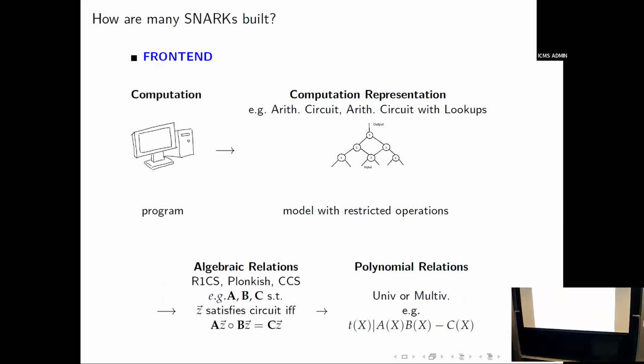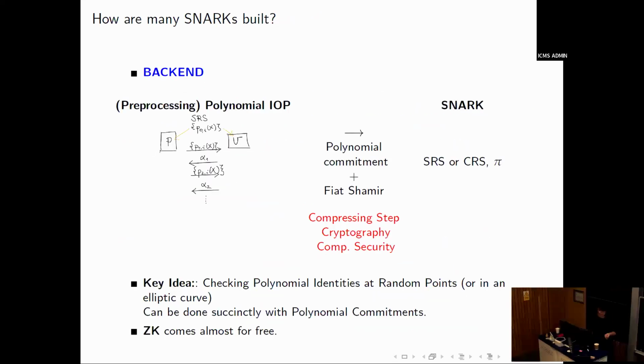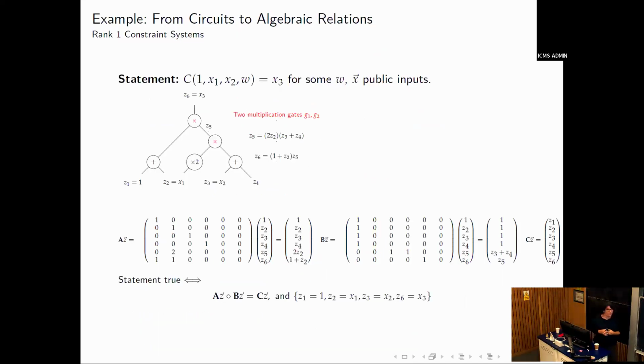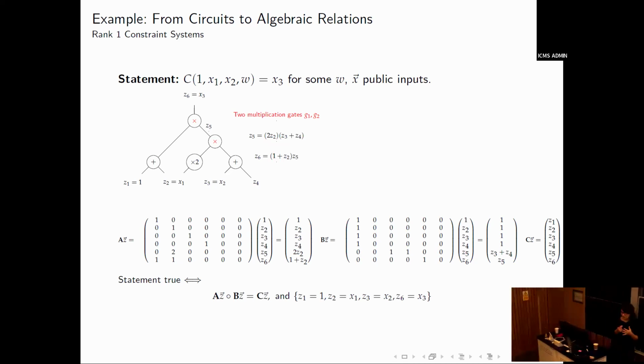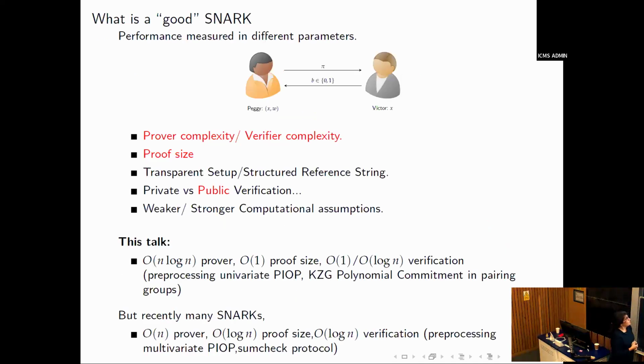The simplest of these models is to take the computation and rewrite it as a circuit. So I will assume my computation is a circuit and my statement is something like this. I'm trying to tell you that there's a secret input such that the circuit evaluated on public input 1, x1, x2, outputs x3. So x1, x2, x3 are public, and I'm trying to tell you there's a witness that satisfies this, okay?